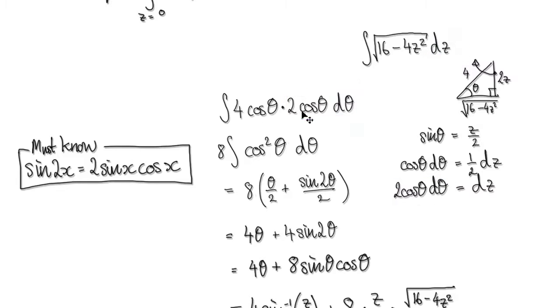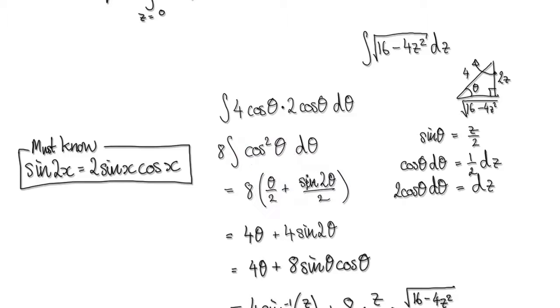So now drag the 8 out, and then it's just a matter of integrating cos squared. We've done cos squared before. If you can't remember how to integrate this, then look it up. When you integrate this, it will then give you this thing here. If you can't remember it, we've done this before. If you can't remember it, look it up.